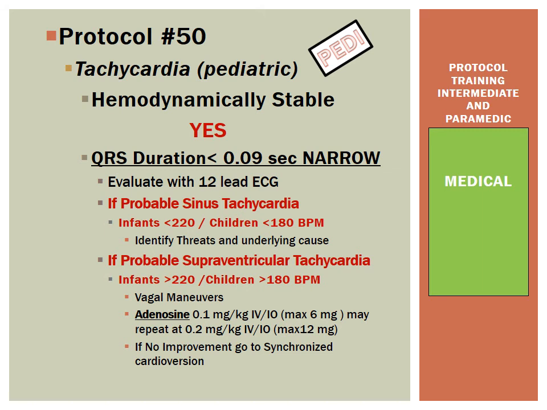Now, if it is probable supraventricular tachycardia, infant's heart rate greater than 220, children's heart rate greater than 180, we want to attempt vagal maneuvers and administer adenosine at 0.1 milligrams per kilogram IV or IO, max of 6 milligrams, and we may repeat that at 0.2 milligrams per kilogram IV/IO, max of 12 milligrams. Now, if we have no improvement after adenosine, we want to go straight to synchronized cardioversion. And if we have time, we can consider Versed at 0.02 milligrams per kilogram to sedate the patient, IV/IO or IN, to a max dose of 2 milligrams. And our synchronized cardioversion doses are 0.5 to 1 joule per kilogram, and we may repeat at 2 joules per kilogram.